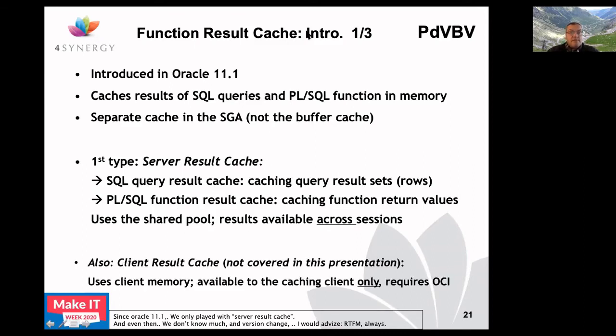There is a second type of cache called client result cache. I'm not covering that here. You come across it in the manual. If you want to use client result cache, you need to have memory on the client. You need to have the OCI interface. So thin JDBC is out of the question. I'm just mentioning this for completeness because people will say, oh, did you consider client result cache? And the answer is, no, we didn't actually.